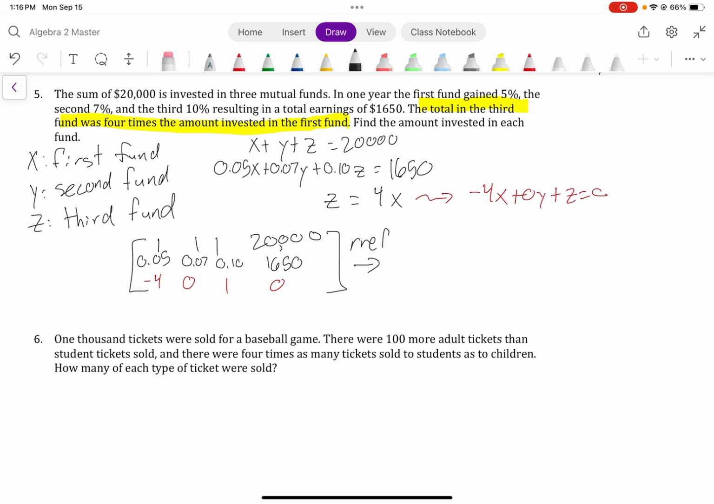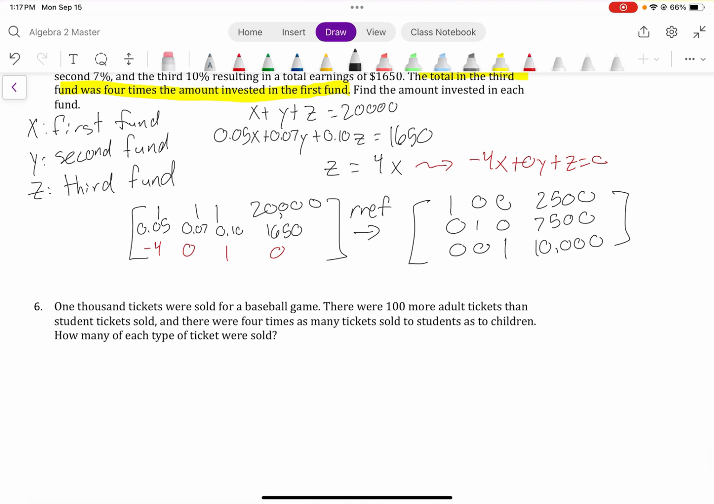I'm going to use RREF. So second matrix, make sure I put this in my calculator. And it's going to give me a matrix of 1, 0, 0, 2,500, 0, 1, 0, 7,500, and 0, 0, 1, 10,000.